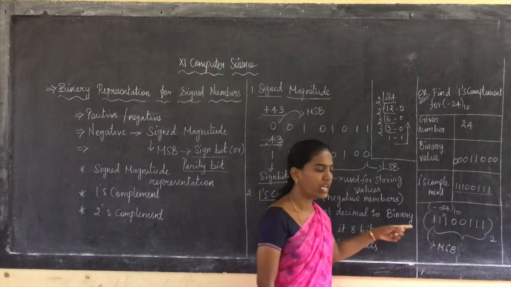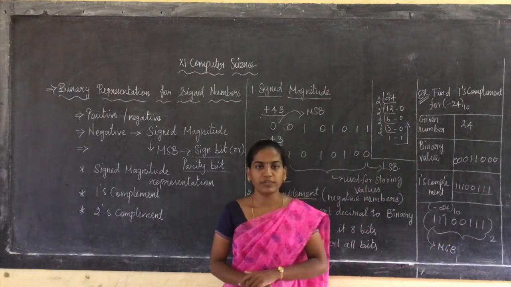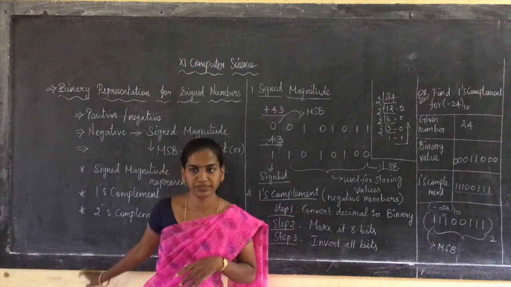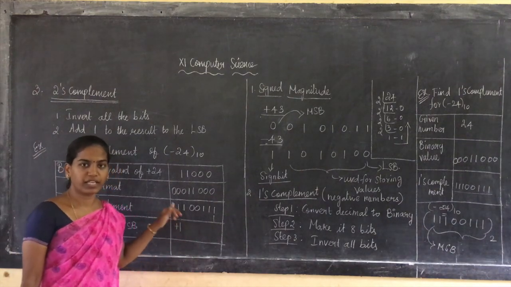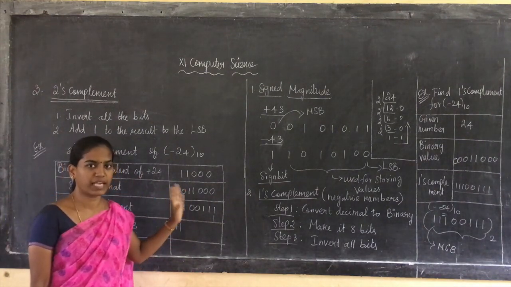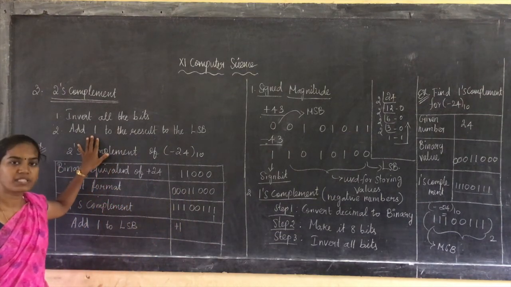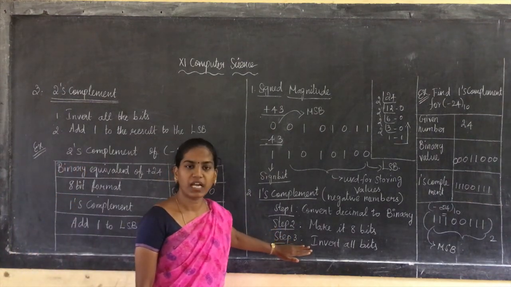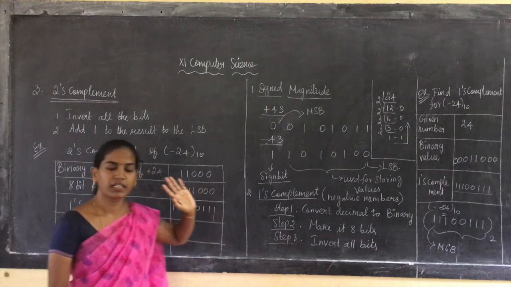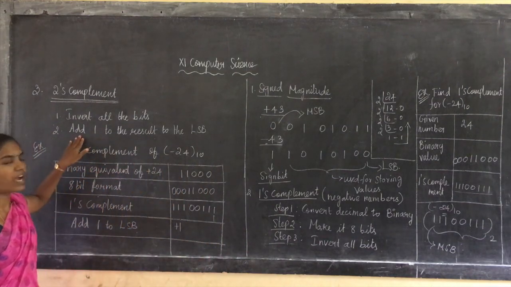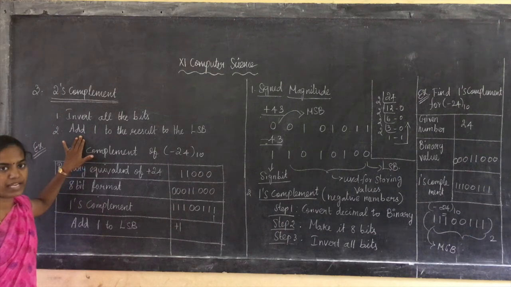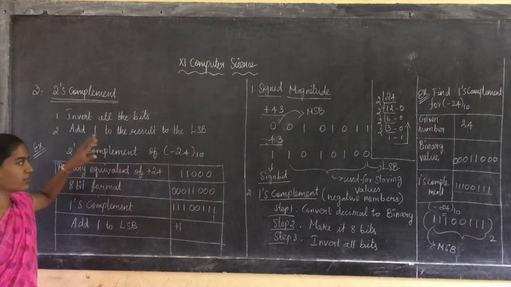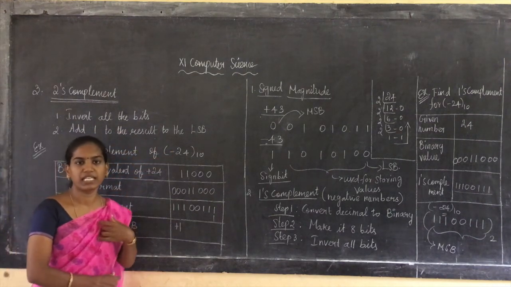Minus 24 is equivalent to the binary value. So next we will see about 2's complement. Okay, the next method is 2's complement. How do we find the 2's complement of the same number? The steps are: invert all the bits, which is the 1's complement. After step 3, you have to add one more step for finding the 2's complement. So inverting all the bits is the last step before that, and after that, add 1 to the result at the LSB.